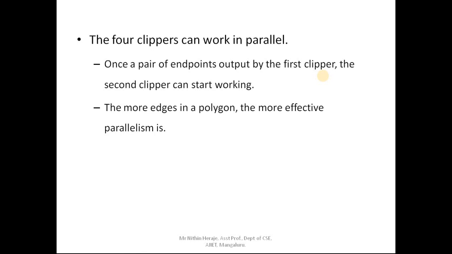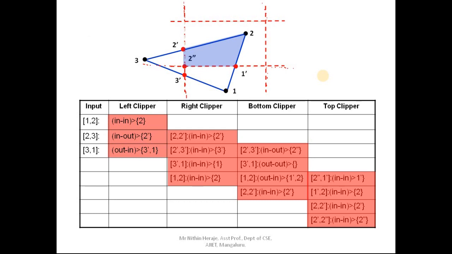Next, the 4 clippers can work in parallel. So that means all the clippers can work in parallel. Once a pair of endpoints is output by the first clipper, the second clipper can start working. The more edges in a polygon, the more effective parallelism is. Let me see what is that first point. Once a pair of endpoints is output by the first clipper, the second clipper can start working. That is here. If you are getting the pair of endpoints here, then the second clipper can start working. That's why it is showing here.